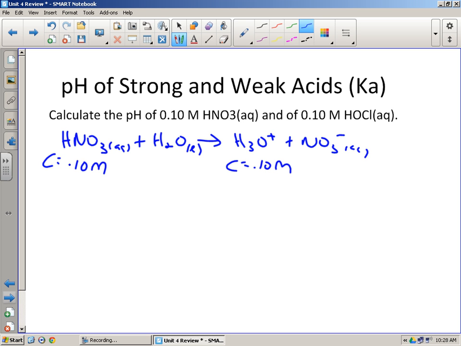And if you simply want the pH of that, you take the negative log of 0.10 and you'll get 1.00. Done. Easy. For strong acids, whatever the concentration of that is, that's what it is.